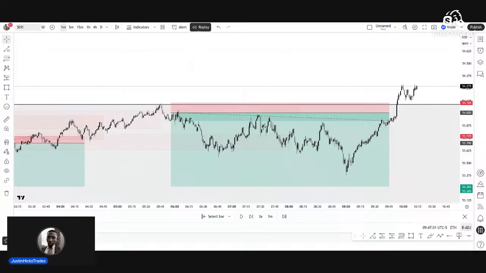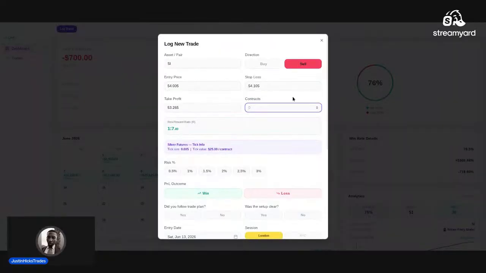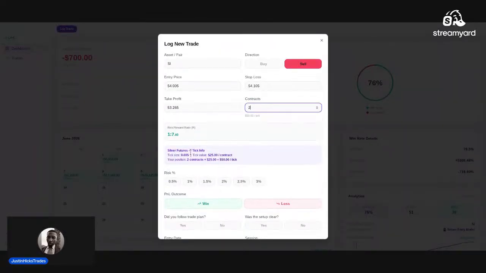Wait, can you even see what I'm doing? Oh, you can't. I didn't even notice that. My bad. You can't even see what I'm doing.